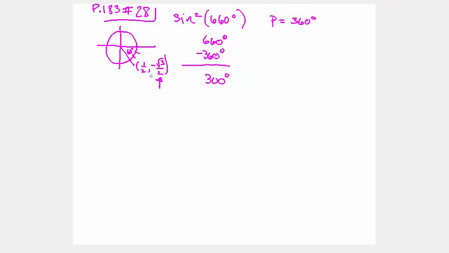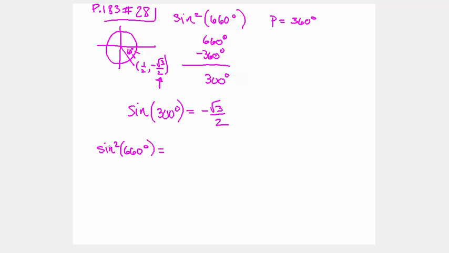All right, so we know that the sine of 300 degrees is negative root 3 over 2. Where this problem started was with us trying to find out what the sine squared of 660 degrees is. So let's kind of just draw this out a little bit.